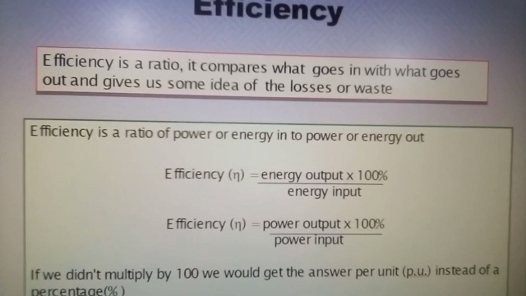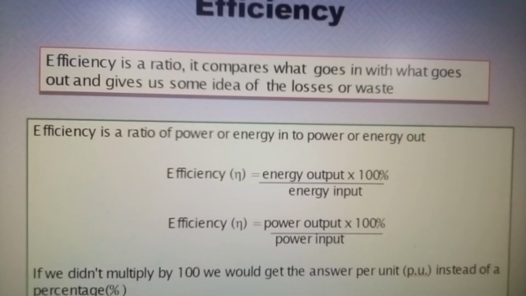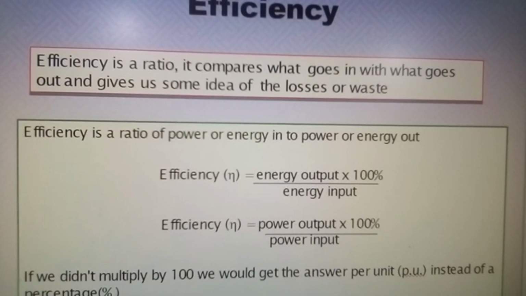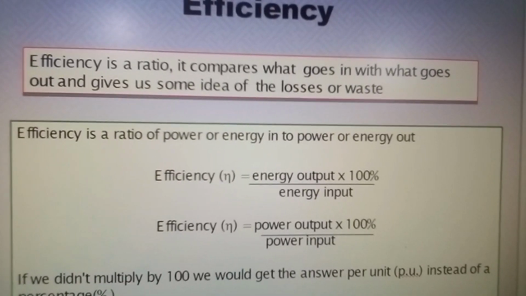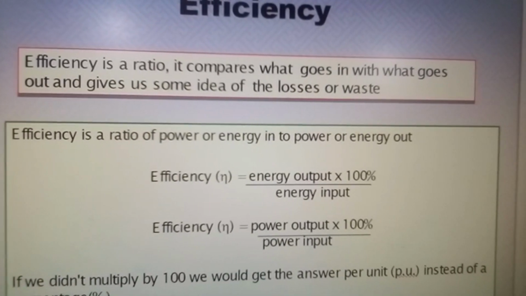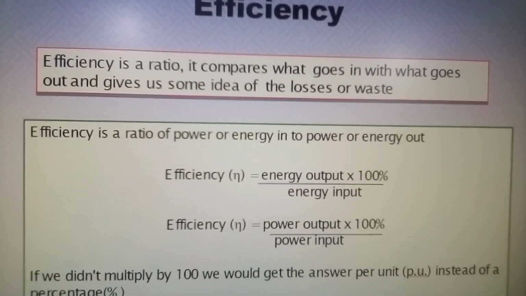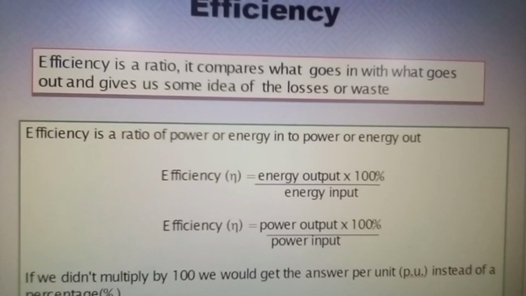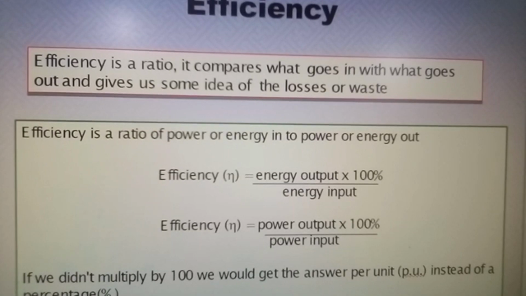Now this part is very important. Efficiency. Efficiency is a ratio. It compares what goes in with what goes out and gives us some idea of the losses or waste. Now, let's take a transformer for instance. We need a transformer to be highly efficient, so we get out near enough what we put in. Most transformers are about 98% efficient. 2% you'll lose in heat anyway, in one form or another.